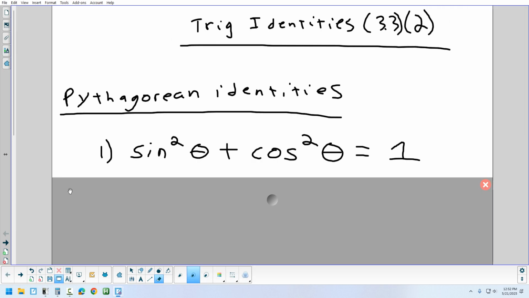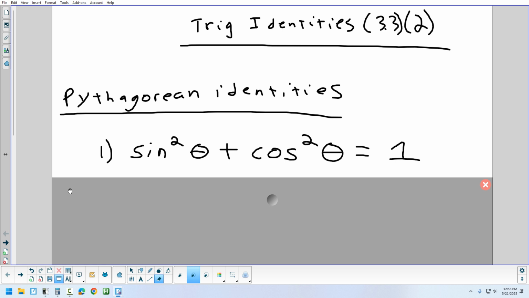What is it called? Pythagorean identity? Yeah, this is called the Pythagorean identity because it kind of looks like the Pythagorean theorem where you have something squared and something squared equals something. With the Pythagorean theorem, it's a squared plus b squared. This is sine squared plus cosine squared.